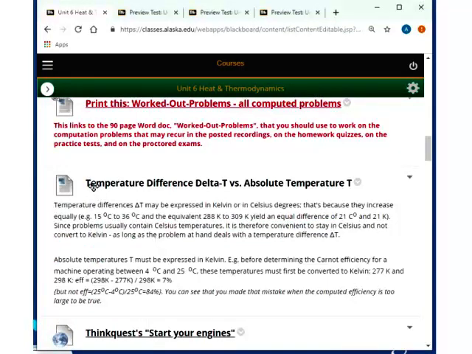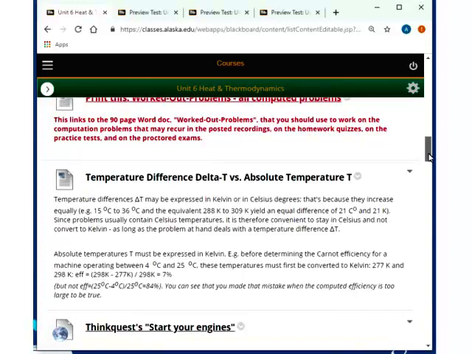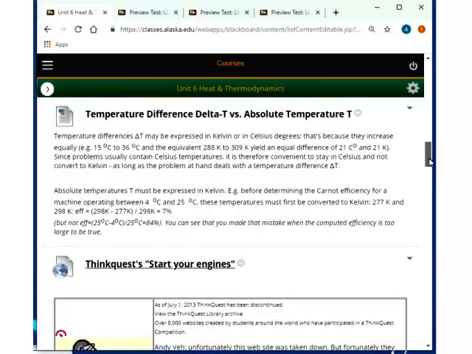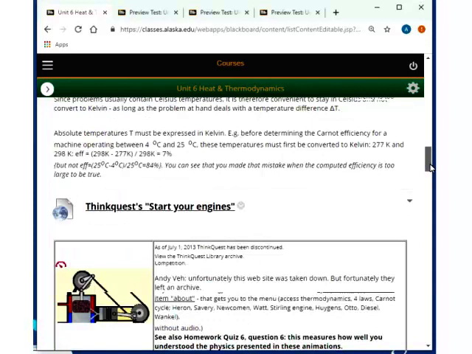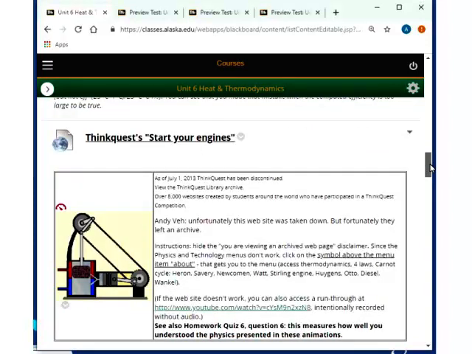Okay, this one is kind of out of the usual what I do. Here I had to put this one in to point out the difference between absolute temperature and a difference in temperature. So you look at this one here, and I will probably come across it in the homework quiz when I explain it. There's also something here out of the ordinary, that's Start Your Engines.